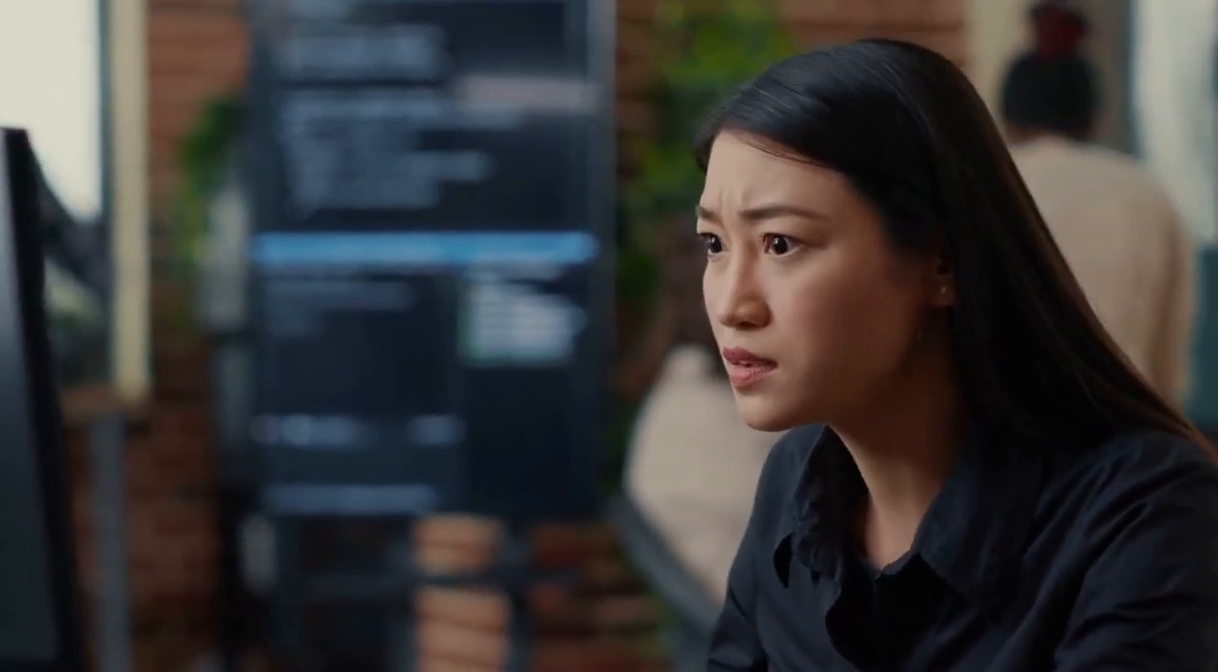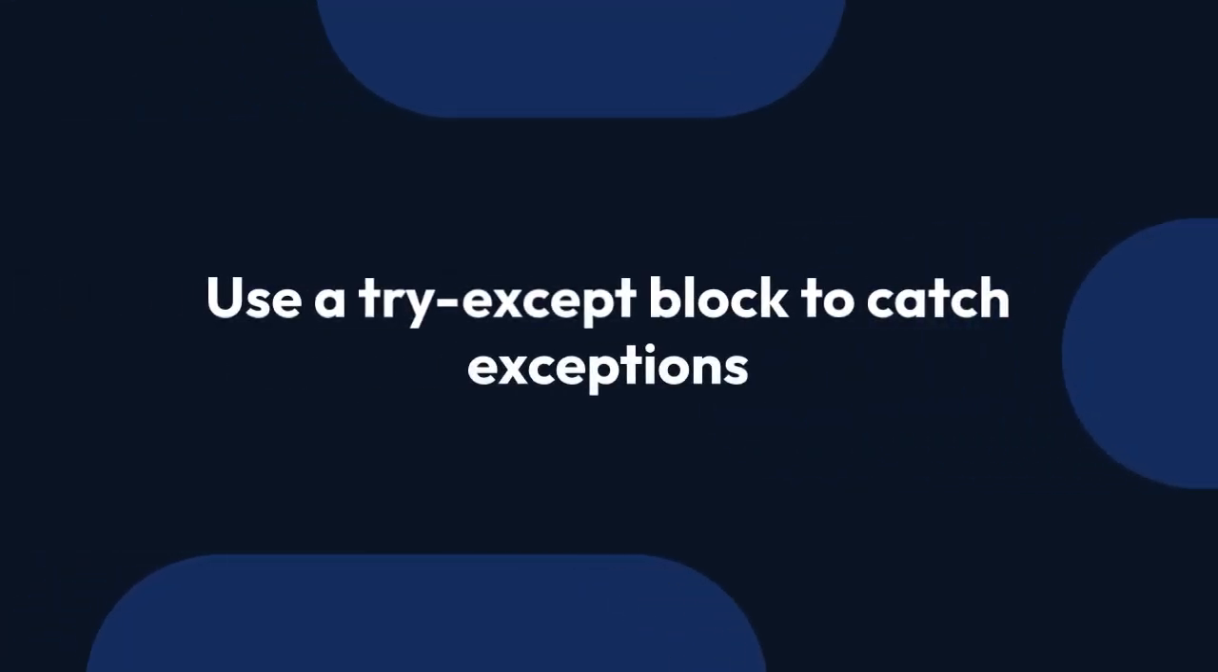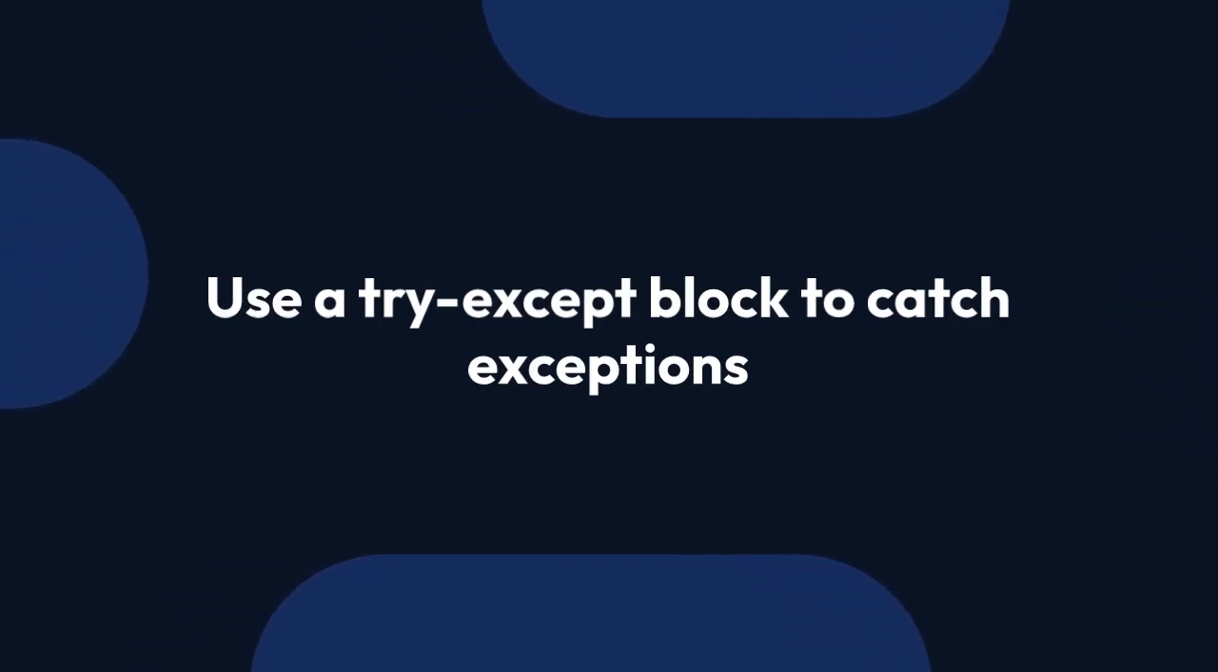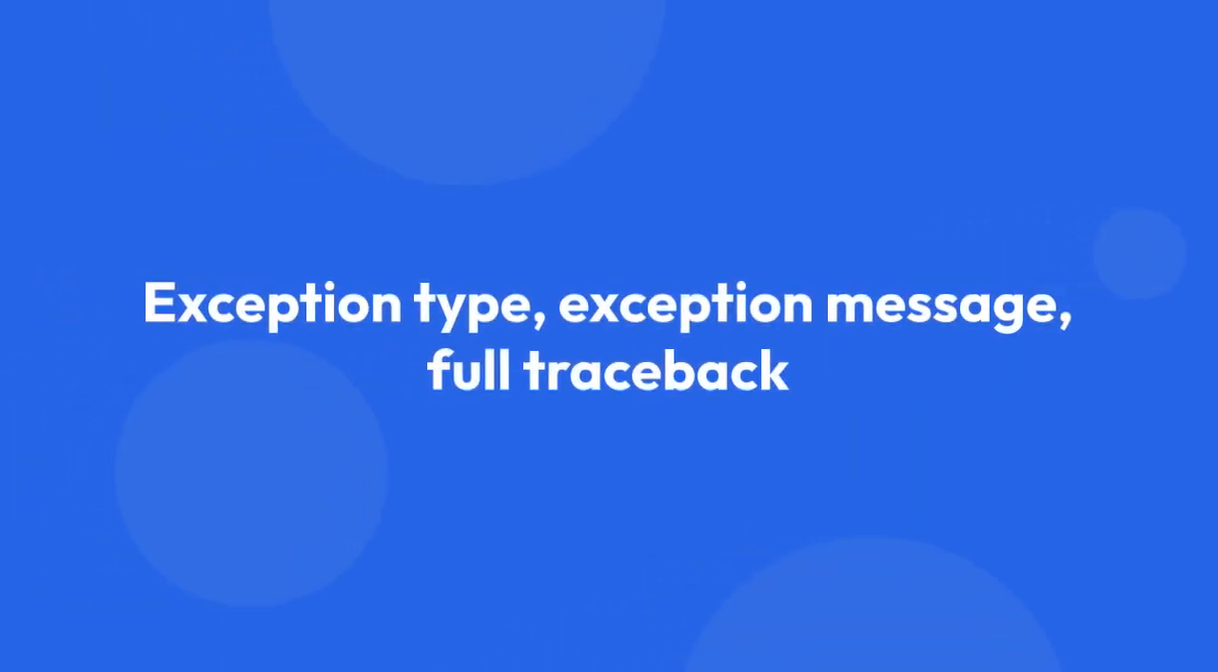3. Now let's tackle exception handling. When exceptions occur, we want to capture as much information as possible, which includes the traceback. This is crucial for debugging. We'll use a try-except block to catch exceptions, and then we'll add extra information to our log record, such as the exception type, the exception message, and the full traceback.